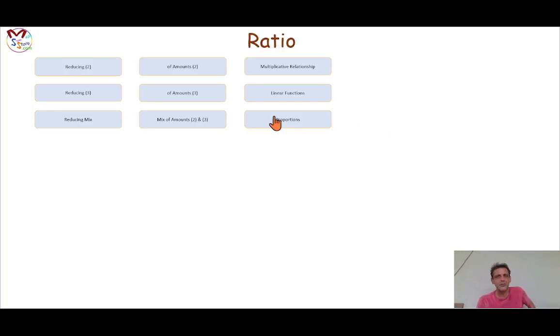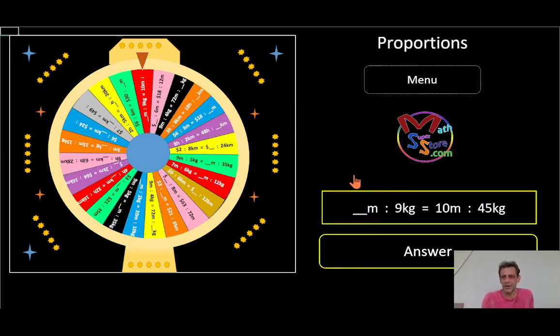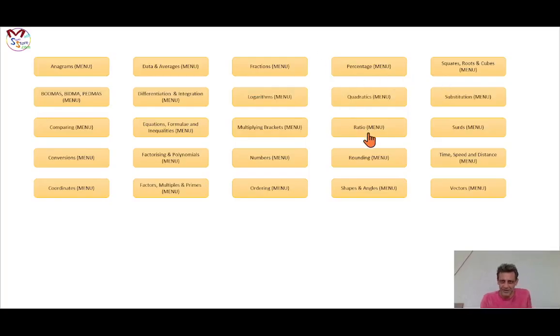Quadratics. And we've got the ratio menu. We've got reducing ratios with 2 or 3 ratios, or a mix of 2 and 3s, or ratios of amount sharing a quantity into 2, or sharing a quantity into 3, or mix them. We've got multiplicative relationships, linear functions, and proportions. And the proportions: how many meters should this be? And it'll be 5. What did it? Yeah, so that'll be 2 meters. And then we go after ratio.